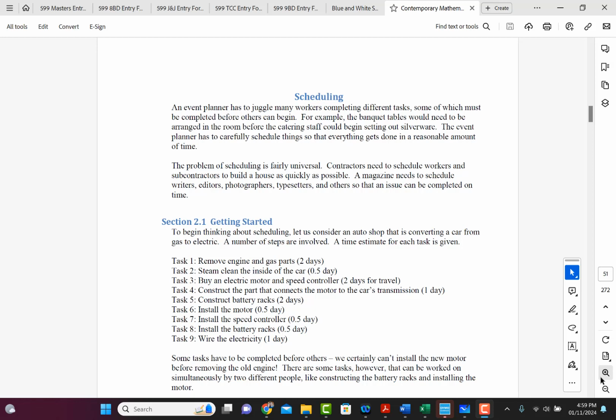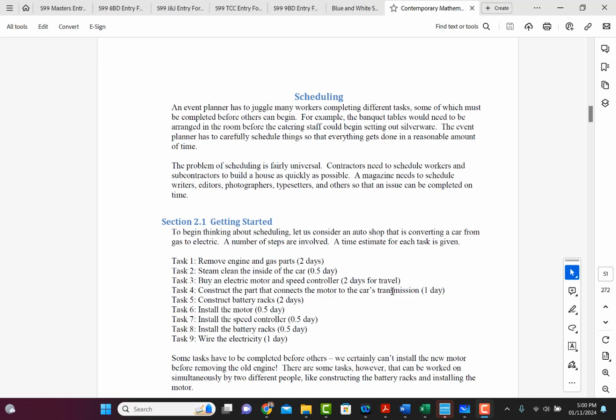Some tasks have to be completed before others can start. We certainly can't install the new motor before removing the old engine, right? There are some tasks, however, that can be worked on simultaneously by 2 different people, like constructing the battery racks and installing the motor. Okay, so those are the types of things we're going to consider.